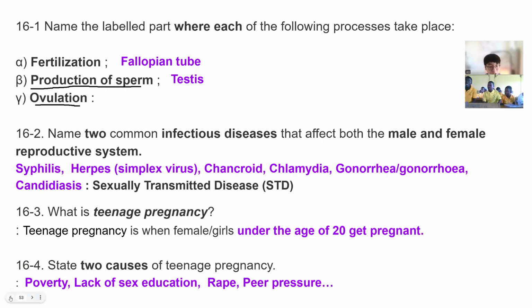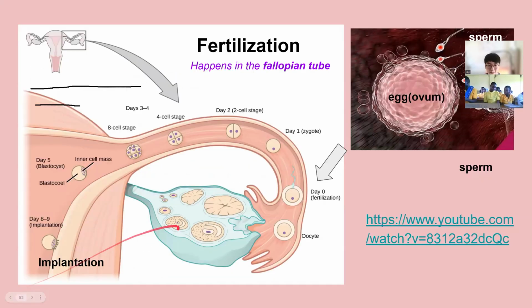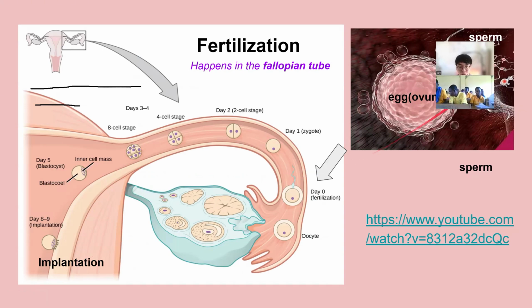Yeah, if we go back a couple slides, remember that ovulation happens here, right? And this is the process where the egg is produced. Oh yeah, that's right. It happens in the ovaries. These are called the ovaries.